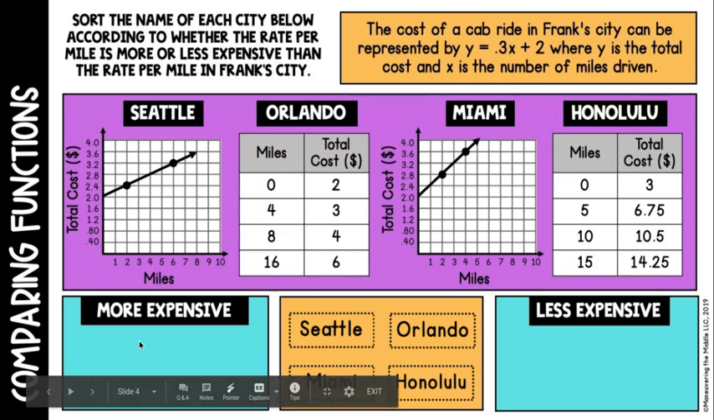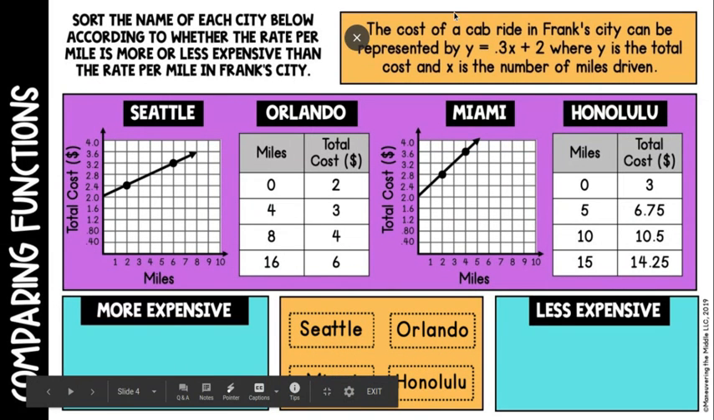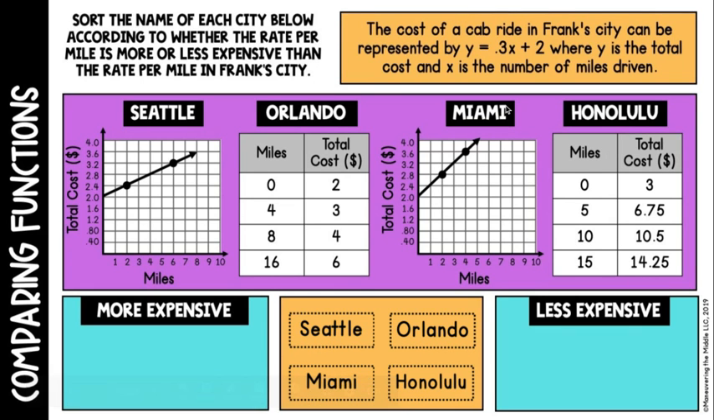Your next slide says sort the name of each city below according to whether the rate per mile is more or less expensive than the rate per mile in Frank City. Well, right up here at the top is all your information about Frank City. So you have to read through this box, determine what the rate is, and then compare each and every one of these rates. So you have to compute those as well. This is why that paper and pencil is important.